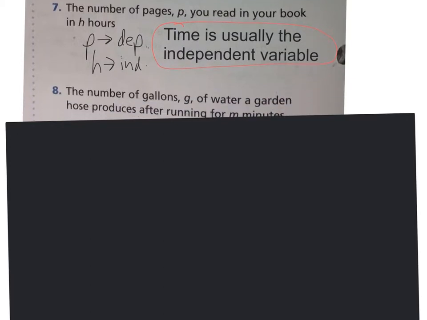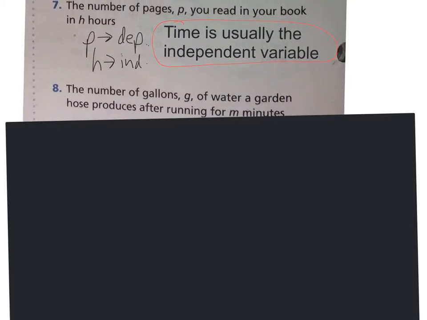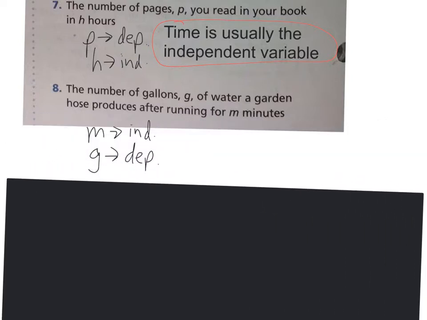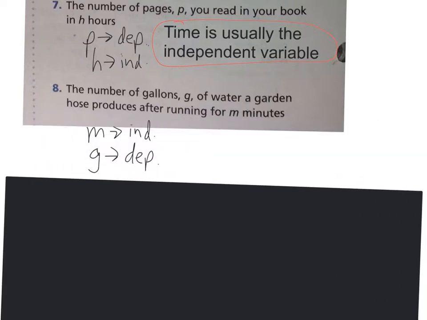Look at number 8. Number of gallons G of water a garden hose produces after running for M minutes. So we can think about again how many gallons of water depends on how many minutes it's run for, or how many minutes it's run for depends on how many gallons of water it produces. For this one, the M is independent and G is dependent. The gallons of water coming out of the hose depends on how many minutes the hose has been running.